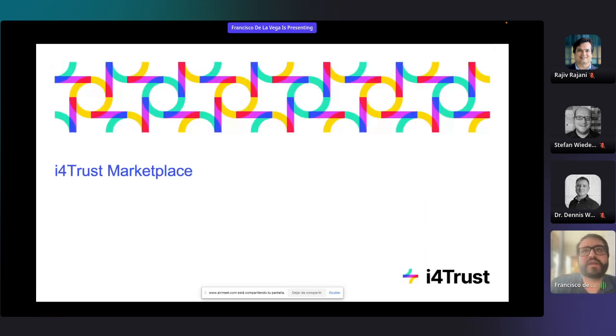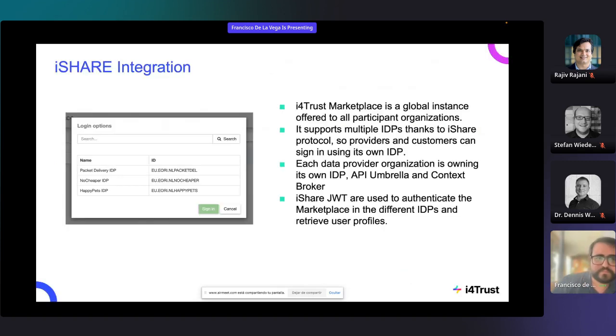Okay, those are the main concepts that we have around the business API ecosystem software generic enabler as a general generic enabler used in order to create different marketplaces. And now we are going to see how we have used the business API ecosystem software in order to generate this i4Trust marketplace. Okay, well, the first thing that we have done in i4Trust in order to create this i4Trust marketplace is integrating the marketplace with the iSHARE protocol.